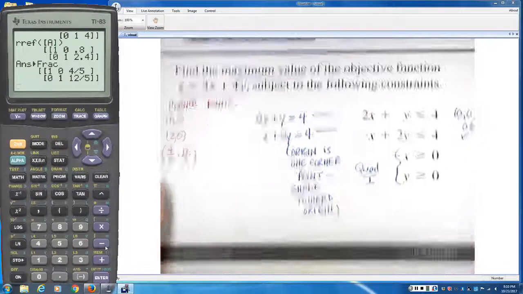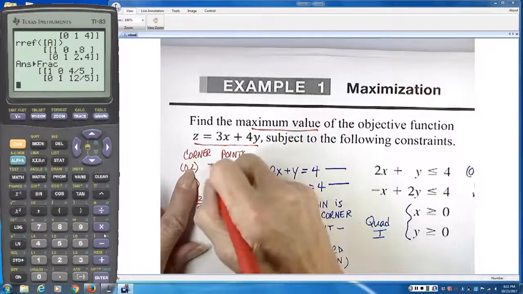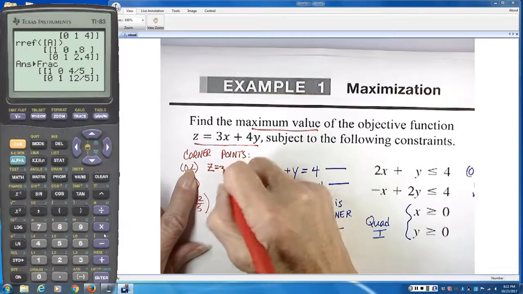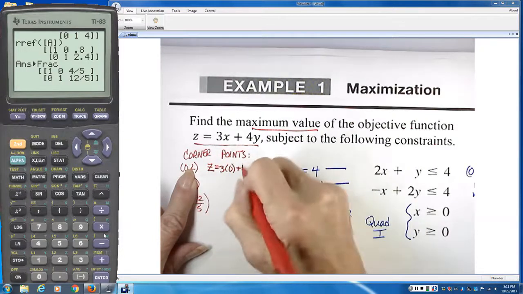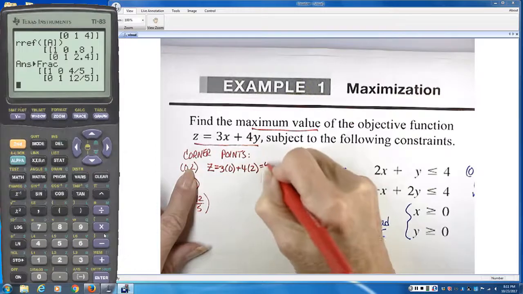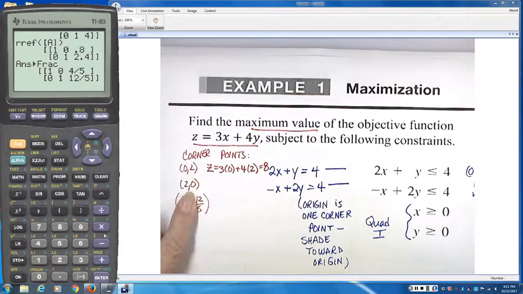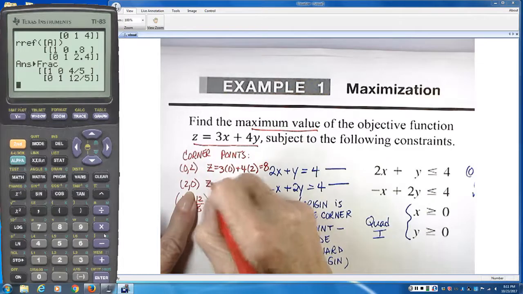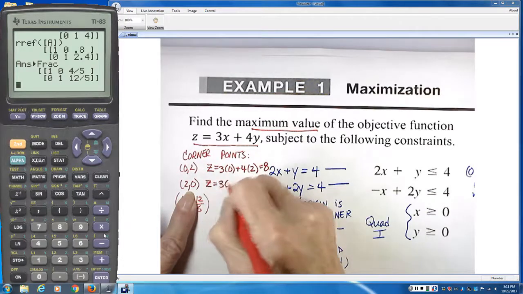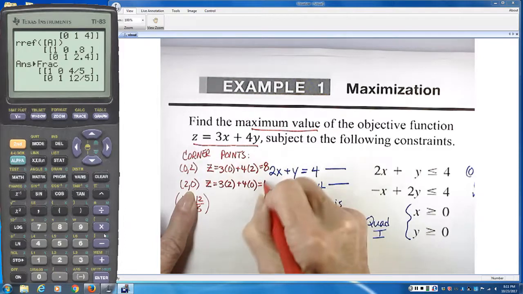So what you do now is you remember that this is X, this is Y. So Z in this case would be 3 times 0 plus 4 times 2, which would be 8. If X is 2 and Y is 0, then Z would be 3 times 2 plus 4 times 0, which would be 6.